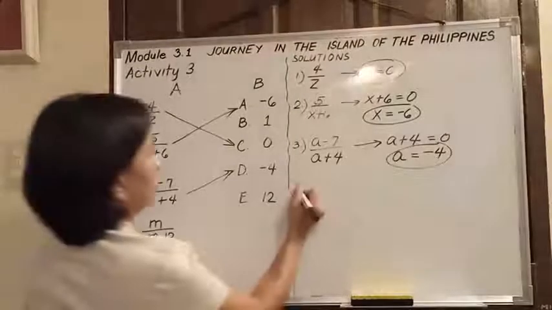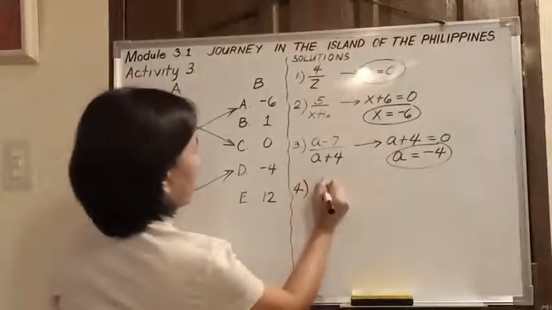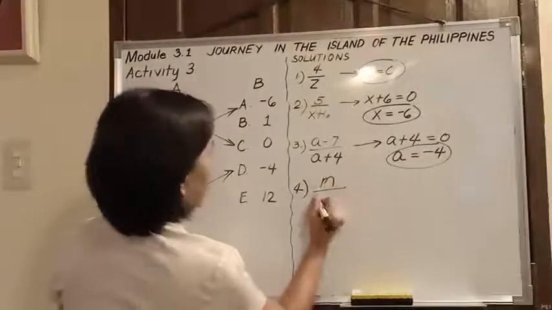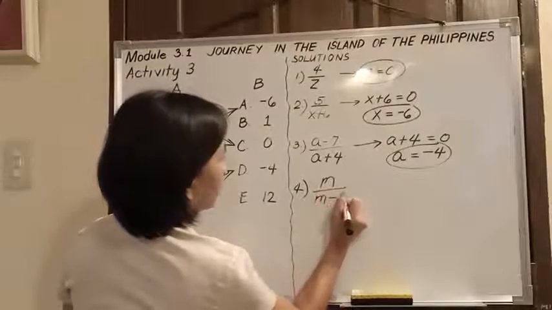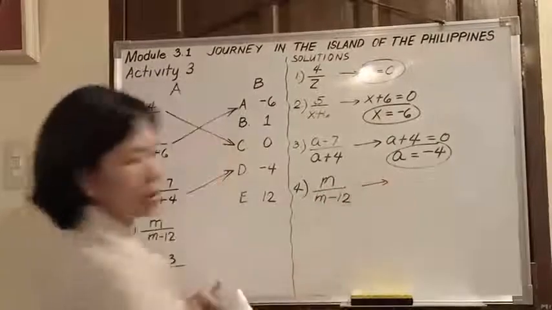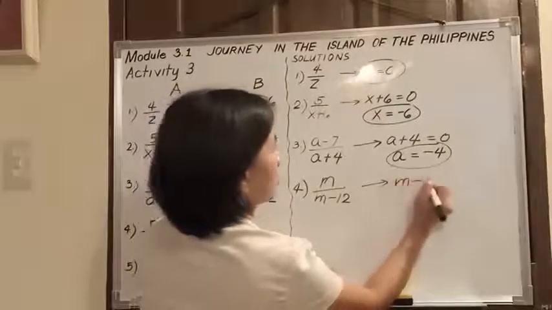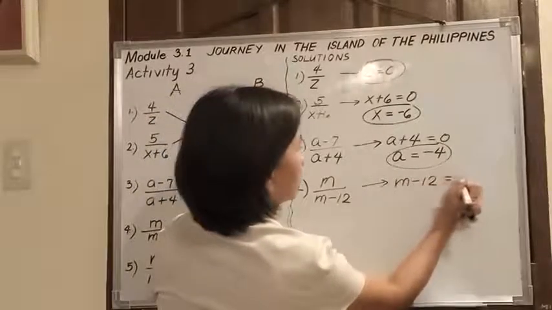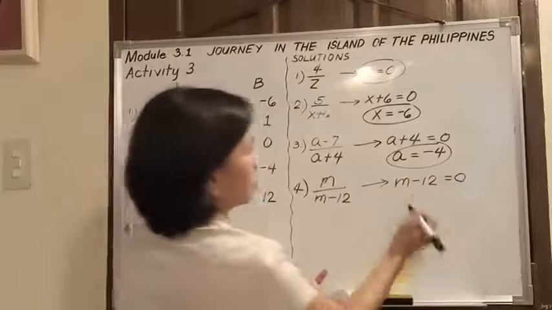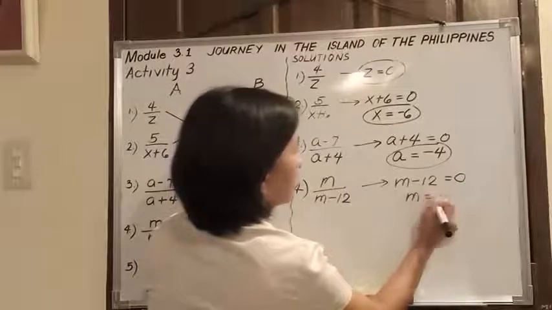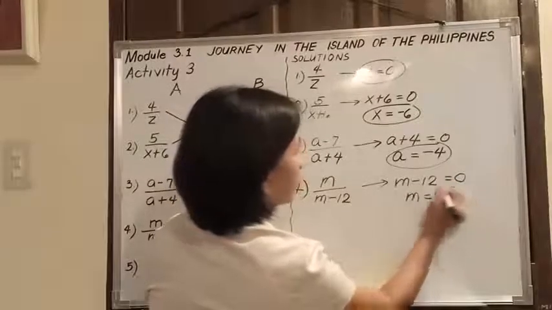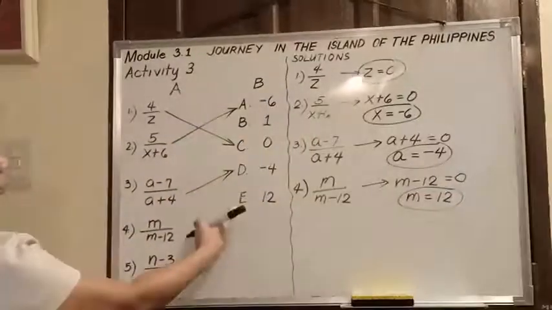And then number 4, we have m over m minus 12. The same process, we need the denominator. Equating the denominator to 0. Then solve for the equation. M is understood to be positive 12. So where is positive 12? Letter E.